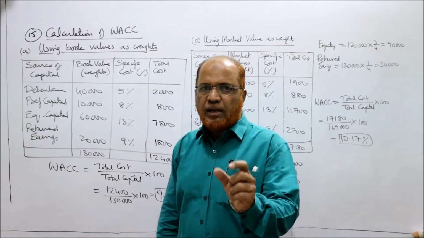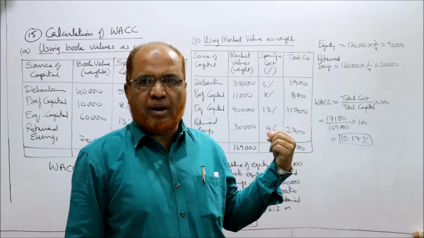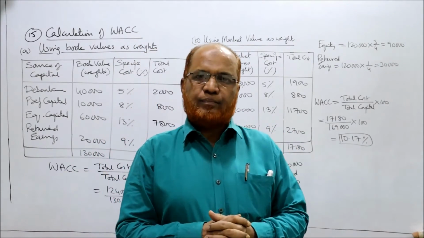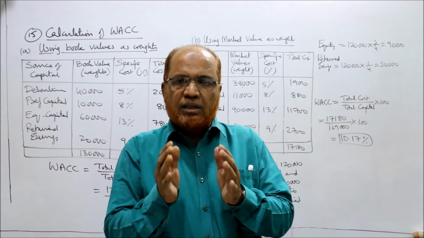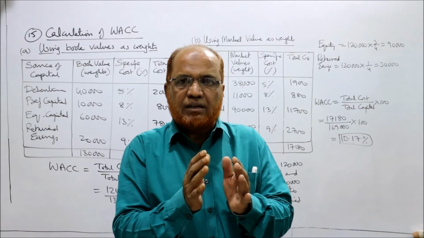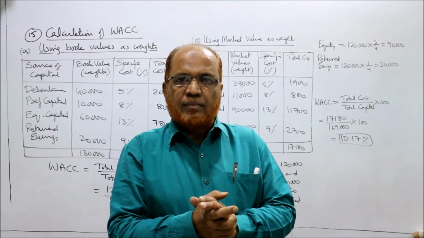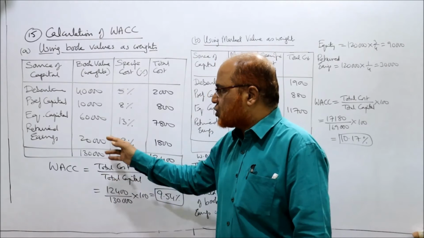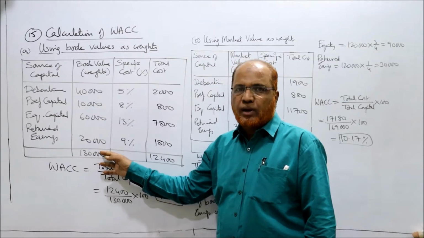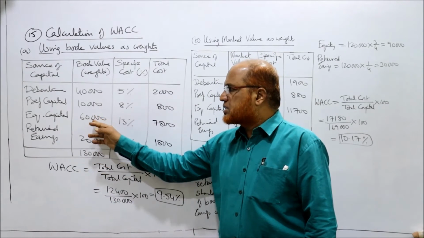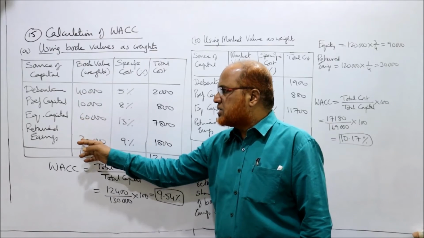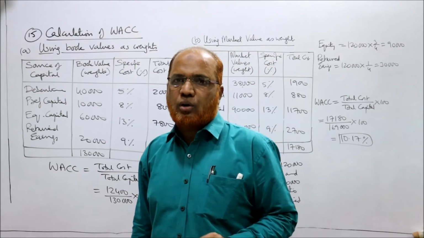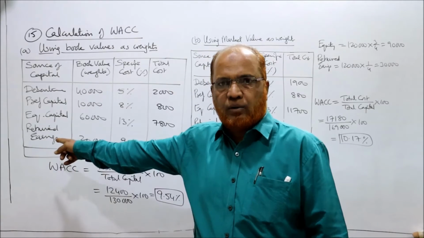Finished. The only thing you have to remember is in case of market value, the market value of retained earnings will not be given. So what you have to do is divide the market value of equity between equity and retained earnings in the book value ratios. The book value ratio is 60,000 is to 20,000, 6 is to 2, 3 is to 1. So 3 is to 1 is the ratio of equity and retained earnings book value.